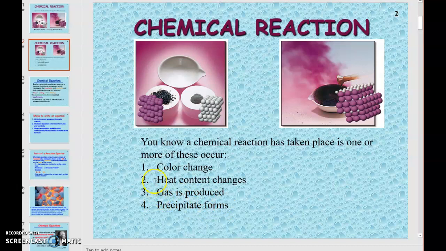Okay, heat being produced by the reaction or absorbed. So if heat is released by the reaction, the reaction mixture gets warmer. If it's absorbed, the reaction mixture gets colder. So those are evidences of chemical change, and also gases being produced. And you would see typically bubbles forming if a gas is being produced.